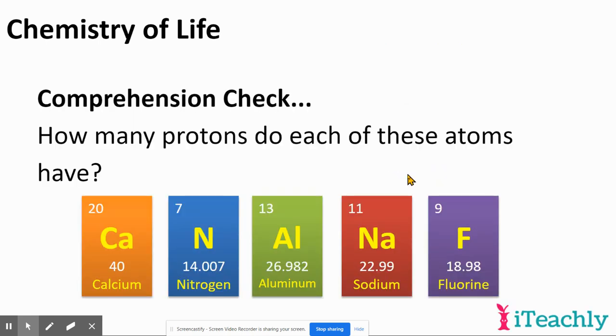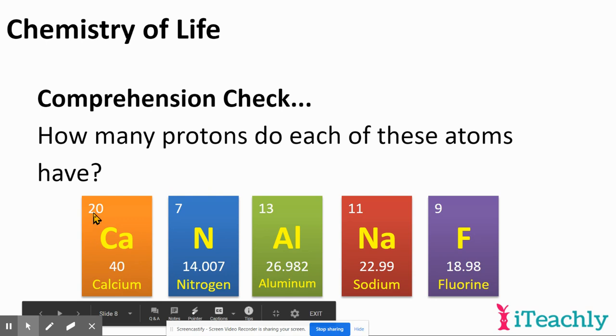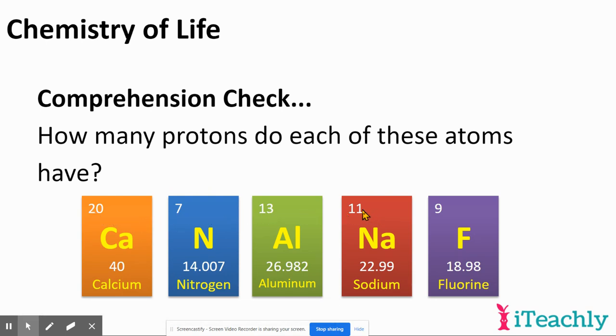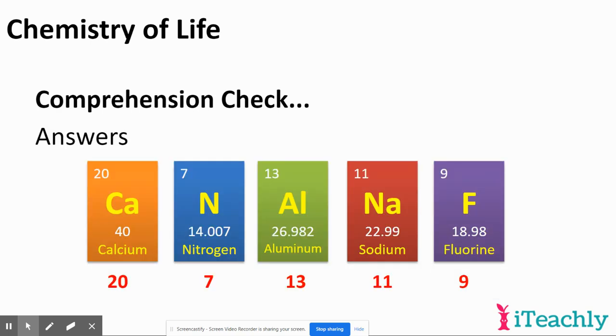That means that it has 6 protons and 6 electrons. So how many protons does each of these atoms have? Calcium has 20, nitrogen has 7, aluminum has 13, sodium has 11, and fluorine has 9. And that's the answer to that.